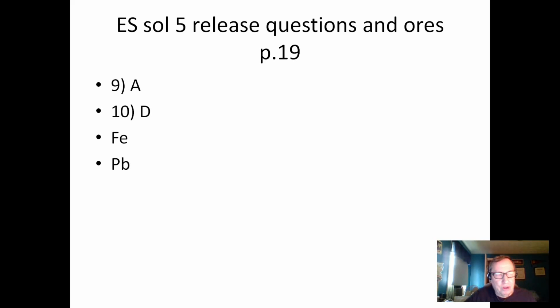And I messed up bauxite. I didn't give you the elements. It should be aluminum. Halite is sodium and chlorine. And sphalerite is zinc and sulfur. And that finishes up ES5.